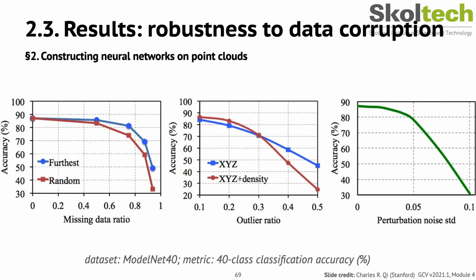Another robustness test is dealing with outlier points by allowing the network to see those during training. The net has more than 80% accuracy even when 20% of the points are outliers. The last test assesses how classification performance degrades as Gaussian noise is added to point coordinates.